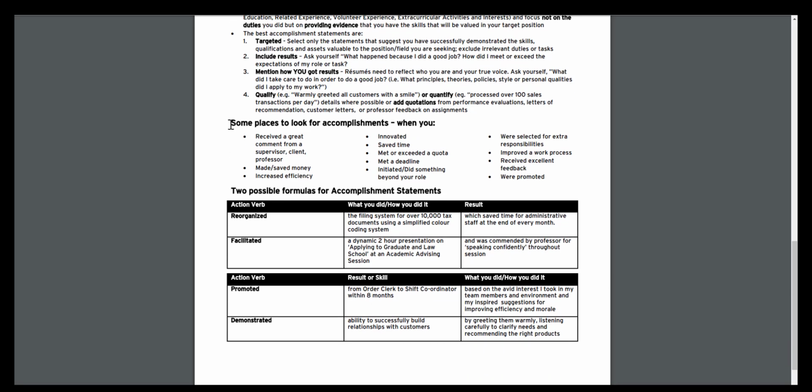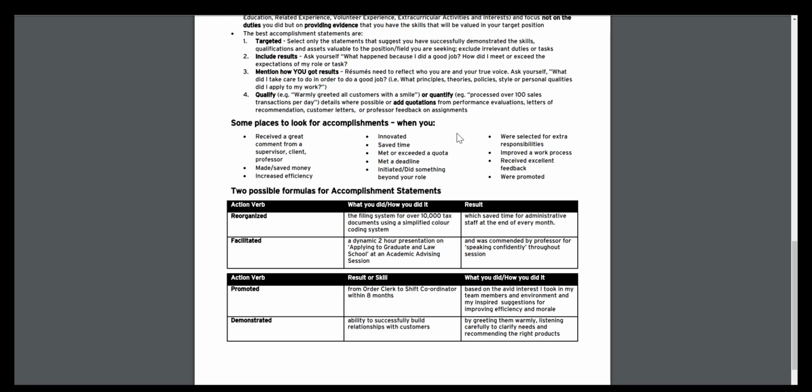So we have some examples here. So some places to look for accomplishments. Sometimes it's very hard. You're thinking, how can I make handling cash into an accomplishment statement? All I did was take cash from customers at my part-time job at Dairy Queen. It wasn't very accomplishment based. I would say one's a great accomplishment, right? It involves communication, it involves organization, cash handling, counting.